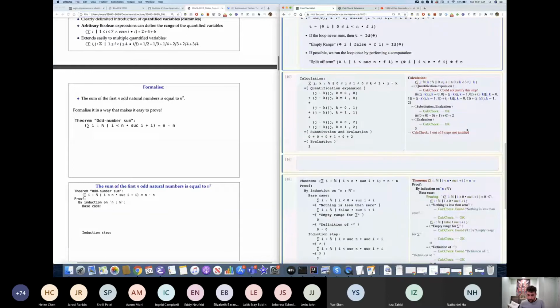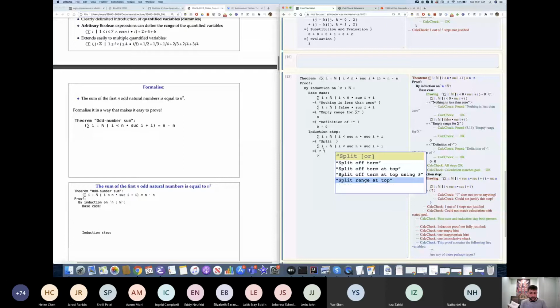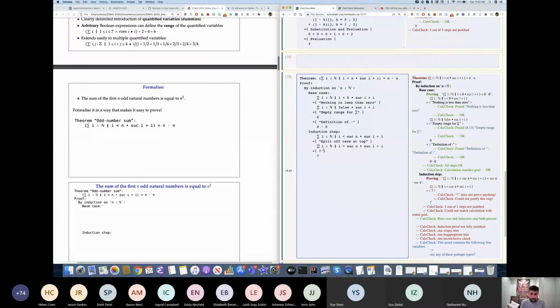So we'll do the same thing right here. We'll say split off term at the top. There are other forms that we have available for you; you'll see them as time goes on. So we'll just say split off term at the top. This time, since I mentioned scope a moment ago, we'll use parentheses. Because I want this to be outside, I'll say suc I plus I, and I want to say I is less than n.